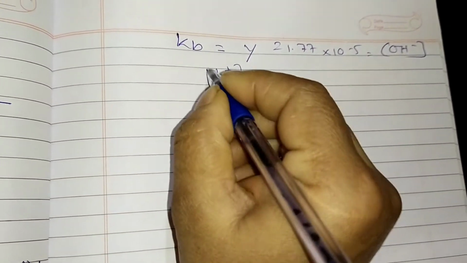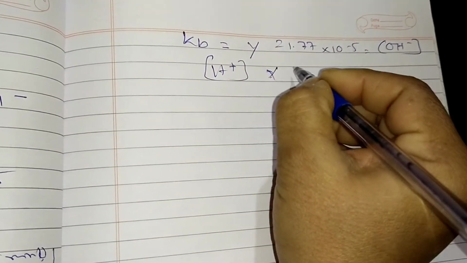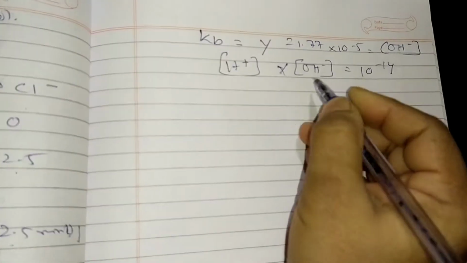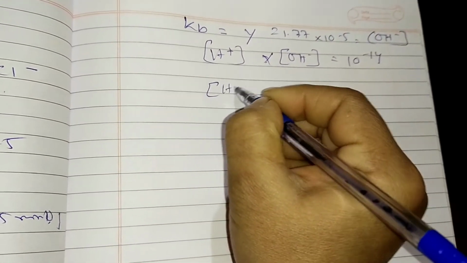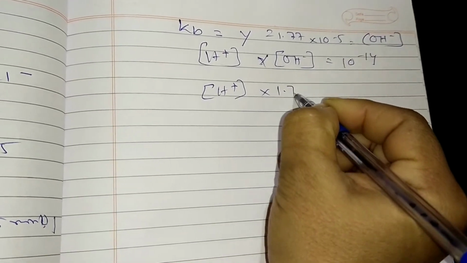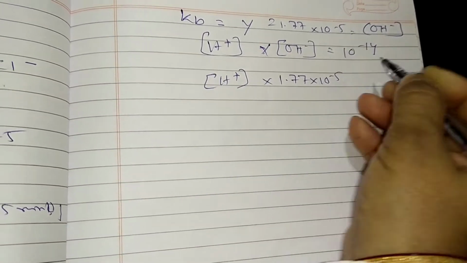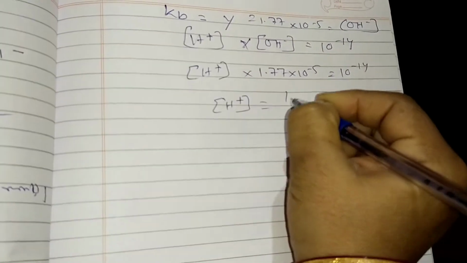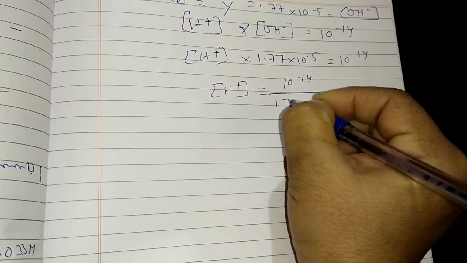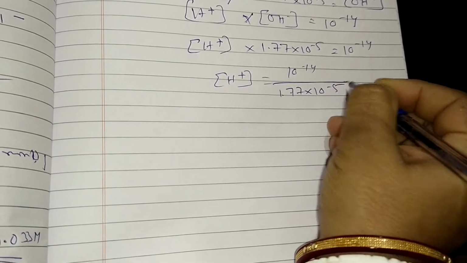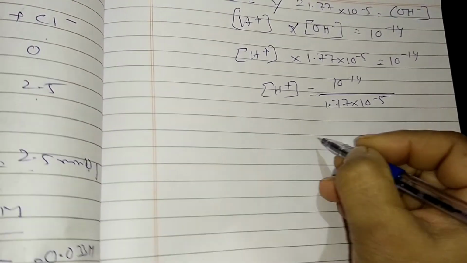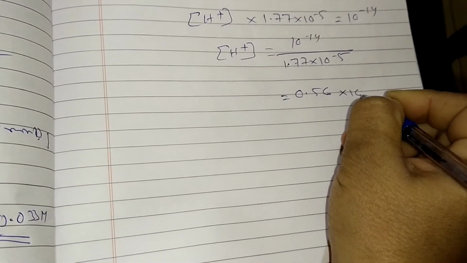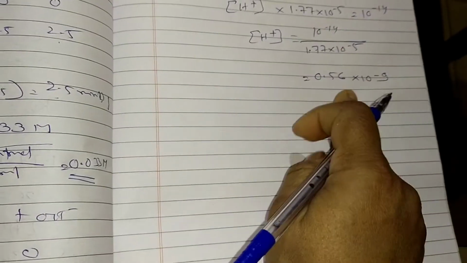Because you have to find out the pH, H plus into OH minus ion concentration, Kw, equals 10 to the power minus 14. So here OH minus we can get from here: H plus into 1.77 into 10 to the power minus 5 equals 10 to the power minus 14. So H plus ion concentration equals 10 to the power minus 14 divided by 1.77 into 10 to the power minus 5. So what is coming here? That is 0.56 into 10 to the power minus 9. That is the concentration.